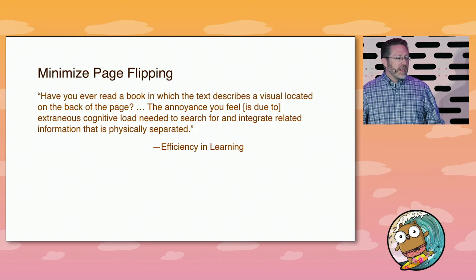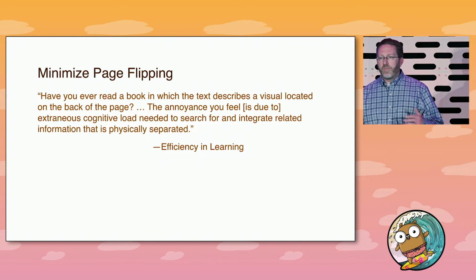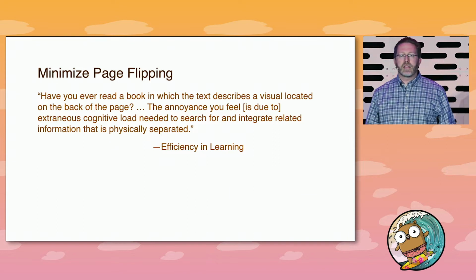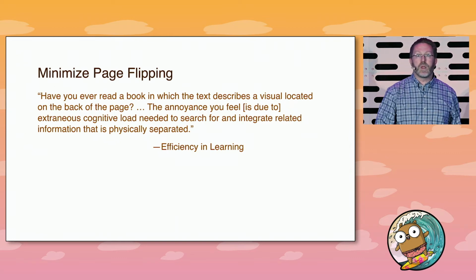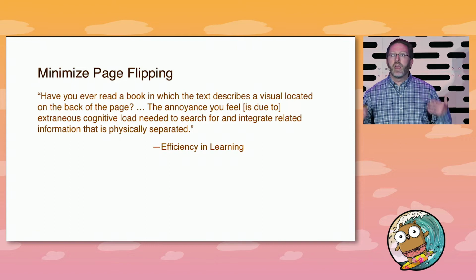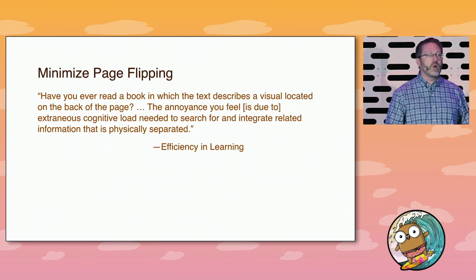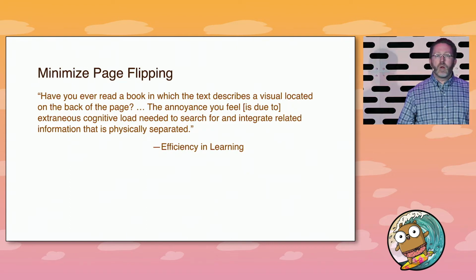One of those first guidelines is to minimize page flipping, and you've probably experienced this. You need context for everything that you read in a book. If you have to flip back 3 pages or worse, 300 pages to get that context, you're wasting mental resources that you could be devoting to learning. So you want to avoid that.